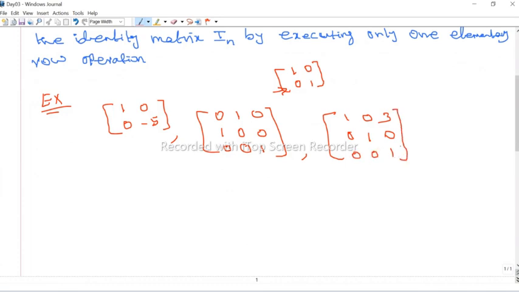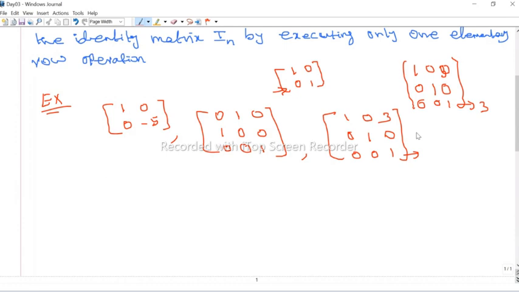Why? Because I multiply the third row of the identity matrix by 3, getting 0 0 3, and then add it to the first row. Therefore we get 3 here. I applied the third kind of elementary row operation on the identity matrix. So an elementary matrix is obtained from the identity matrix by executing only one elementary row operation.